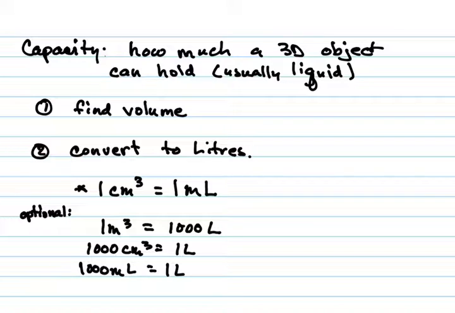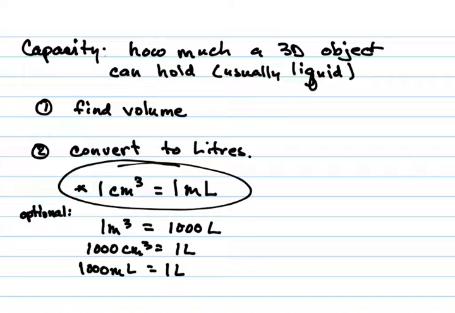Now, again, the only one that you have to memorize is that 1 cubic centimeter equals 1 milliliter, and you can get all of the others from that. You can either convert meters to centimeters and then use that number, or you can memorize the other multipliers. All right? So let's just take a look at a couple of these.